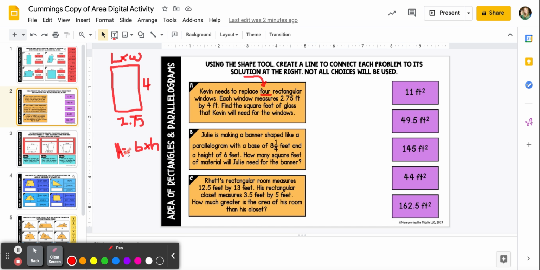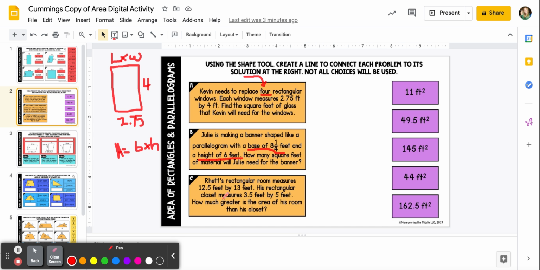Thank you. So A equals base times height. It says right here, this is the base. And it says right here, this is the height. Remember, when you put 8 1/4 into your calculator, you need to hit 8, ABC 1, ABC 4, and then times 6. Find the right answer, draw a line.